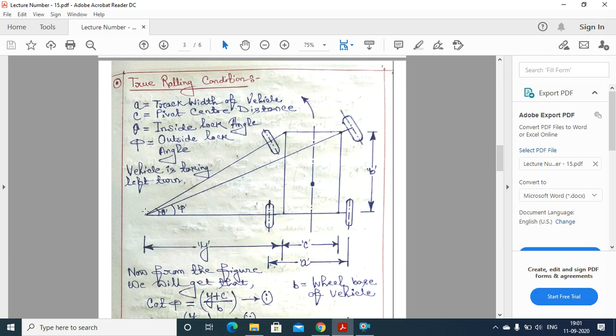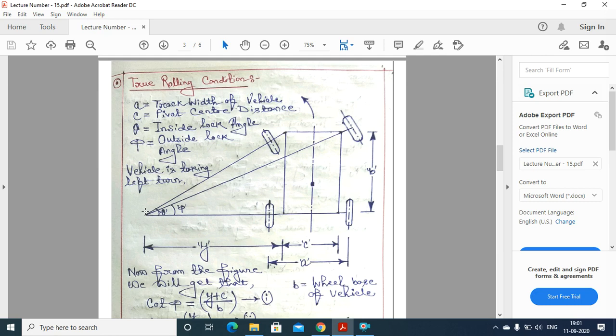It is the distance between the centers of the two wheels when the wheels are mounted on the same axle. And small b is the wheelbase of the vehicle. Wheelbase is the center distance between the two wheels when the wheels are placed on two different axles.